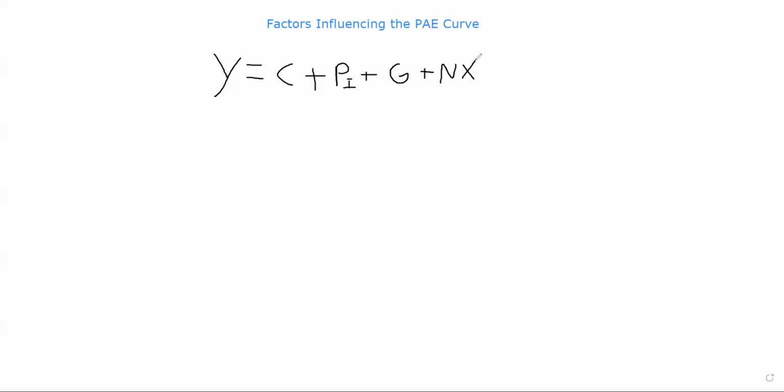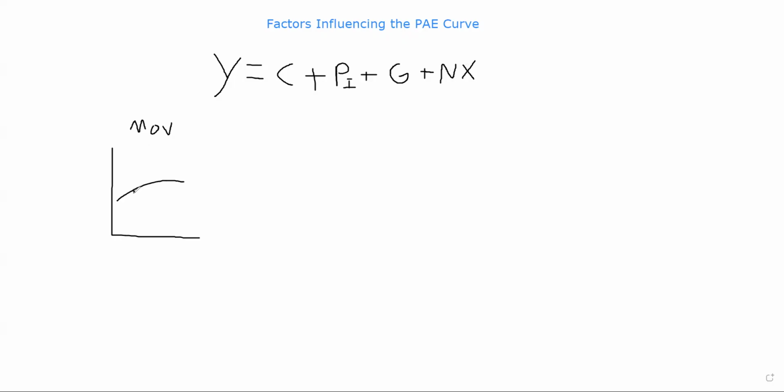So we're looking at the things that first off move the PAE curve and then shift the PAE curve. So we're going to first look at the movement. So I'm going to draw this graph. We have the original PAE curve right here. It can be a little curved or a little straight line.